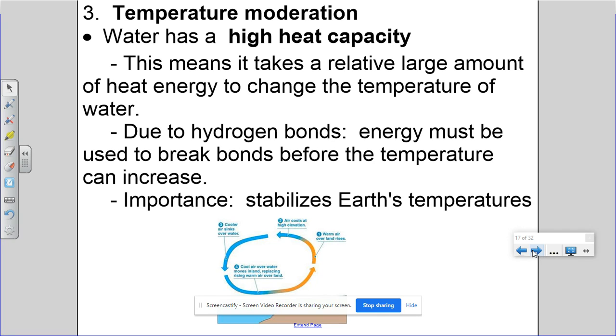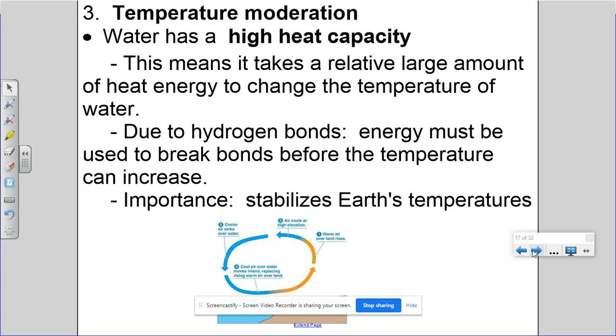The reason why it takes a lot of heat to change the temperature of water is because of hydrogen bonds. First, energy must be applied to the water substance to break the hydrogen bonds. Then the molecules can begin to move faster and the temperature can increase.